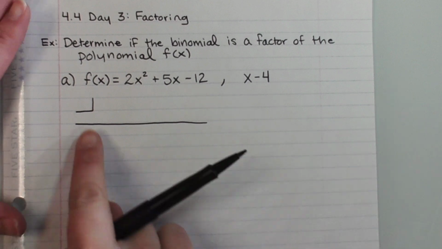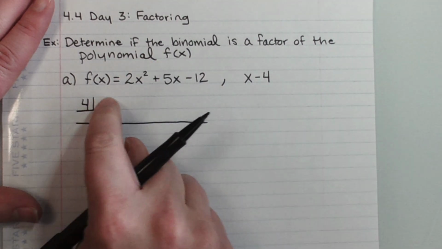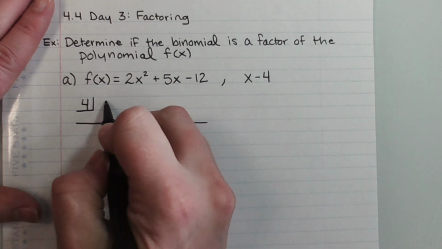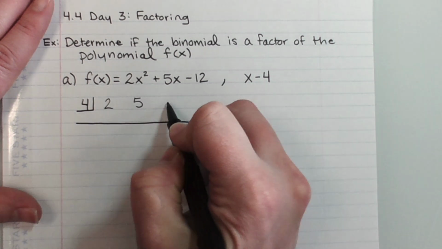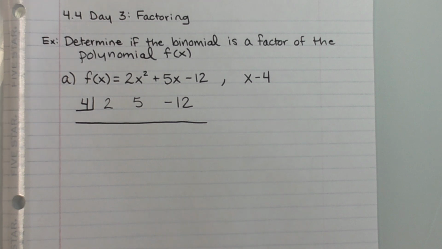Okay, what goes in the little box? Regular 4. What goes across here? 2, 5, negative 12. Making sure that you don't have any missing terms. It went from squared to regular x to constant. Is that okay? Yes. How do I synthetically divide?